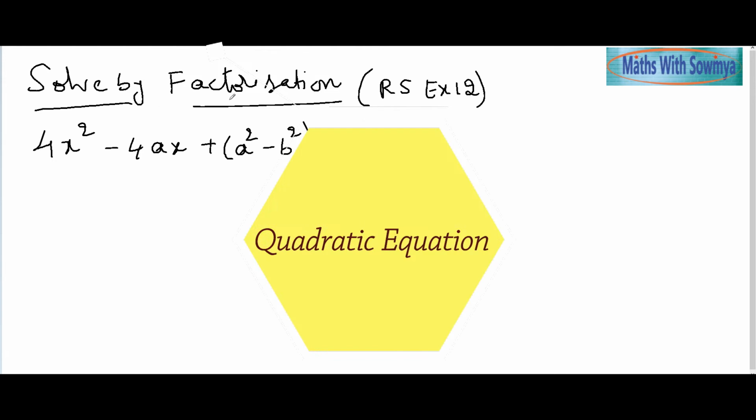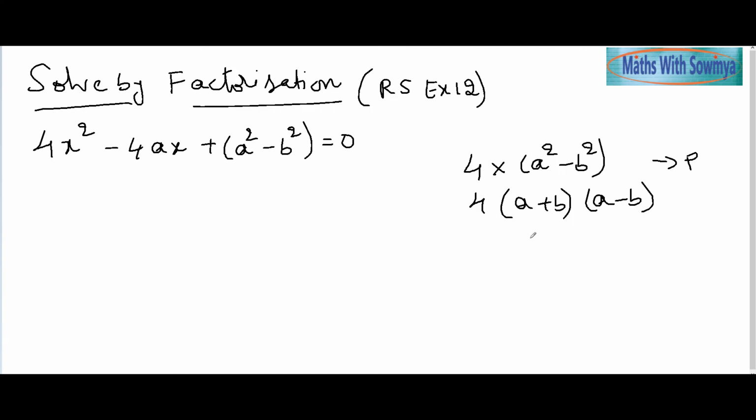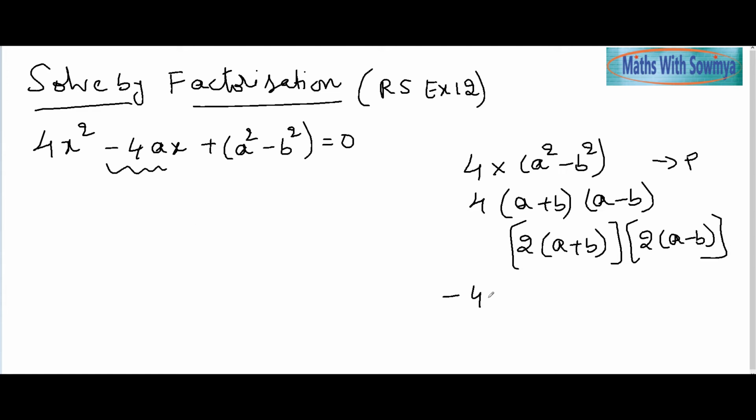In this question, solve by factorization. This is also from RS. So here, we take the first term and the last term. Multiply, this is my product here. So 4 into (a plus b) into (a minus b). If I split to get the two products, I can take this as one product and this as another product. For the middle term, we want negative 4a.